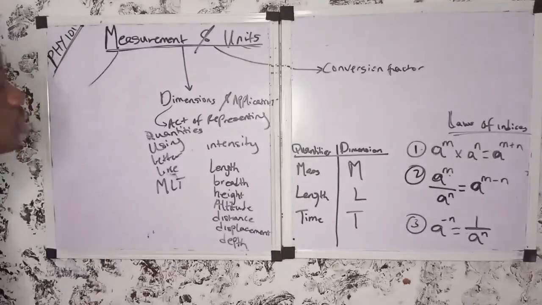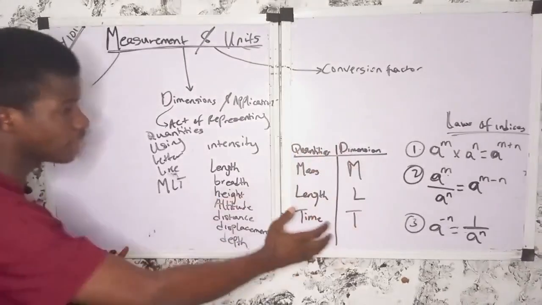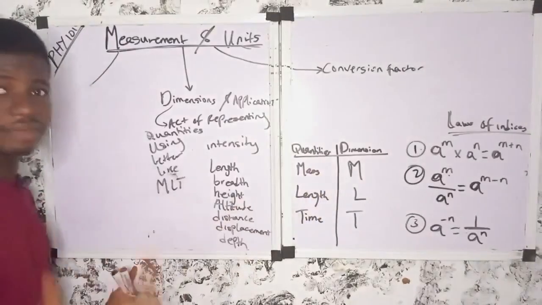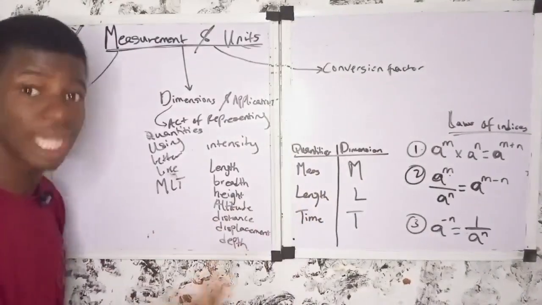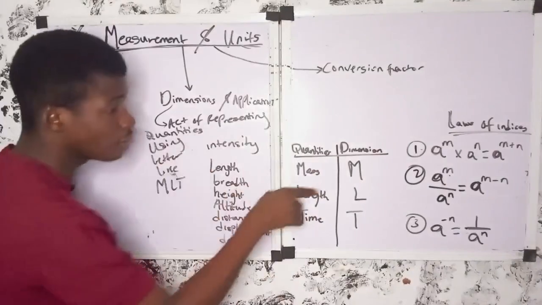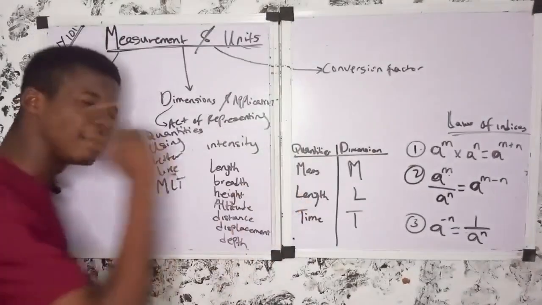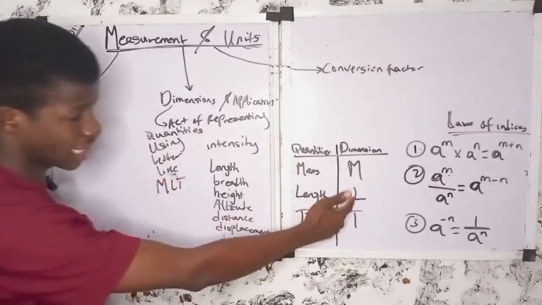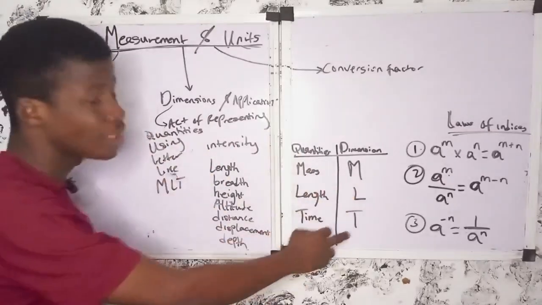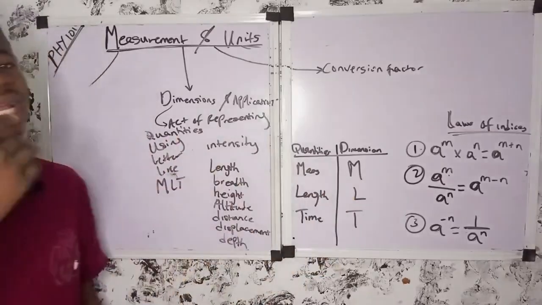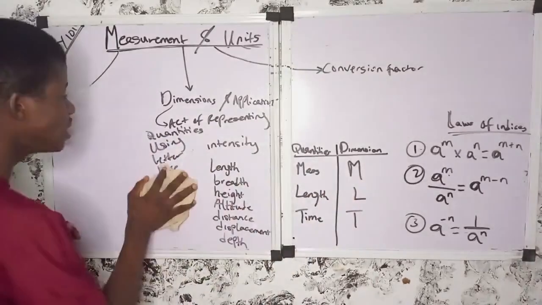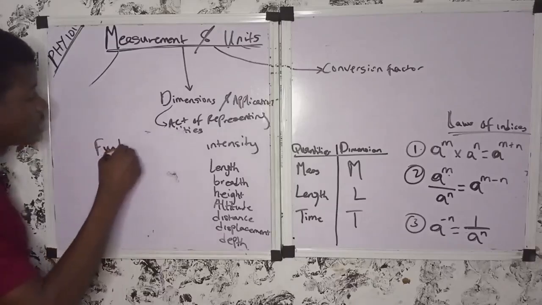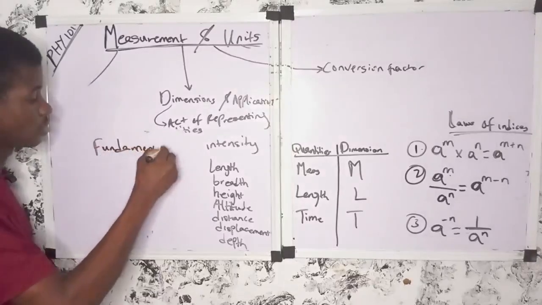Okay, so let's continue. If you look at this part of the board, you see quantity and you see dimension. Now, mass is a fundamental quantity, length is a fundamental quantity, time is a fundamental quantity. What is the dimension for mass? The dimension of mass is capital letter M. The dimension of length is capital letter L. The dimension of time is capital letter T. I don't know if you understand. Now take note: fundamental quantity.